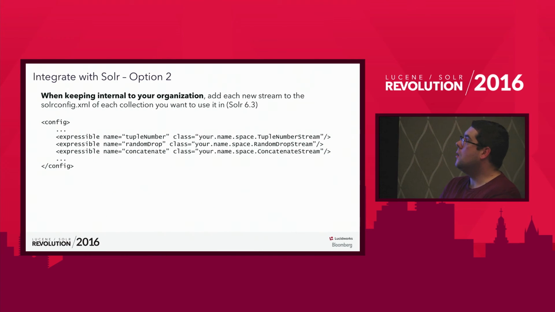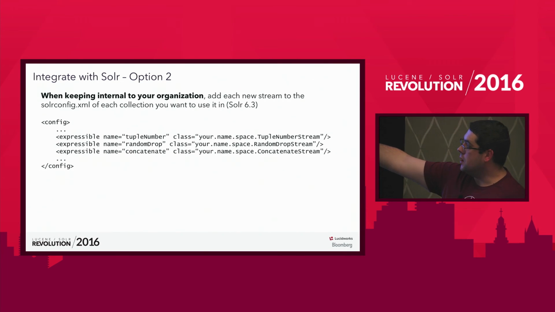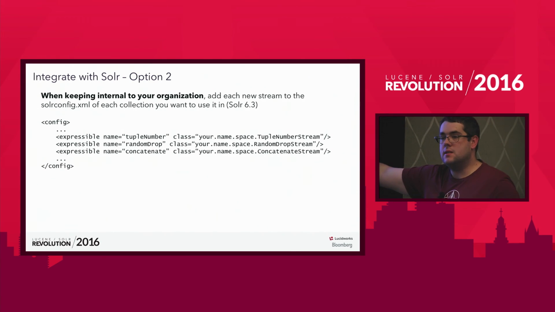There are going to be a lot of streams that have proprietary business logic, which you don't want to share with anybody, and you just want to keep internal. To do that, you can expose your streams in your config file. In the config file, you can give an expressible tag, give it the function name, such as tuple number, and then tell it which class implements that. We don't care where this class is or what package it's in. It just has to exist on the class path.